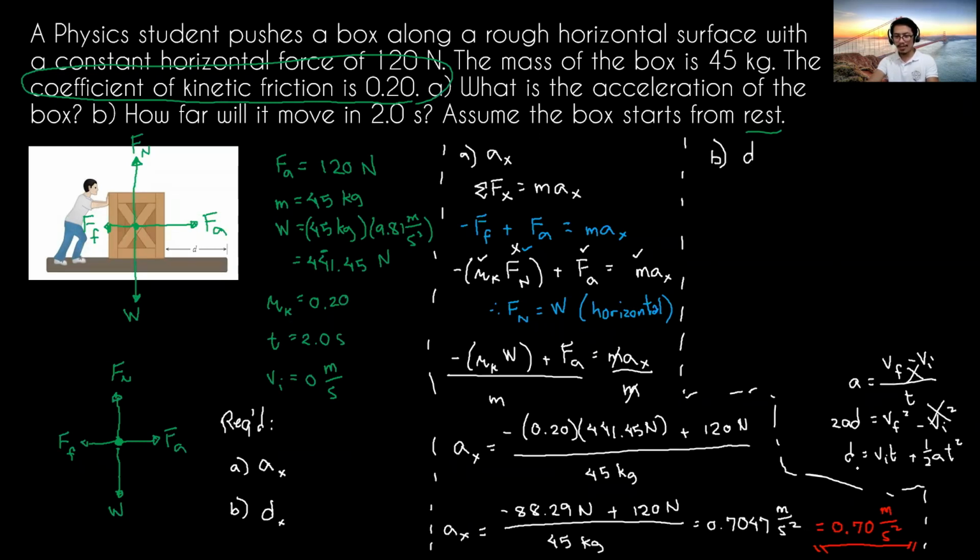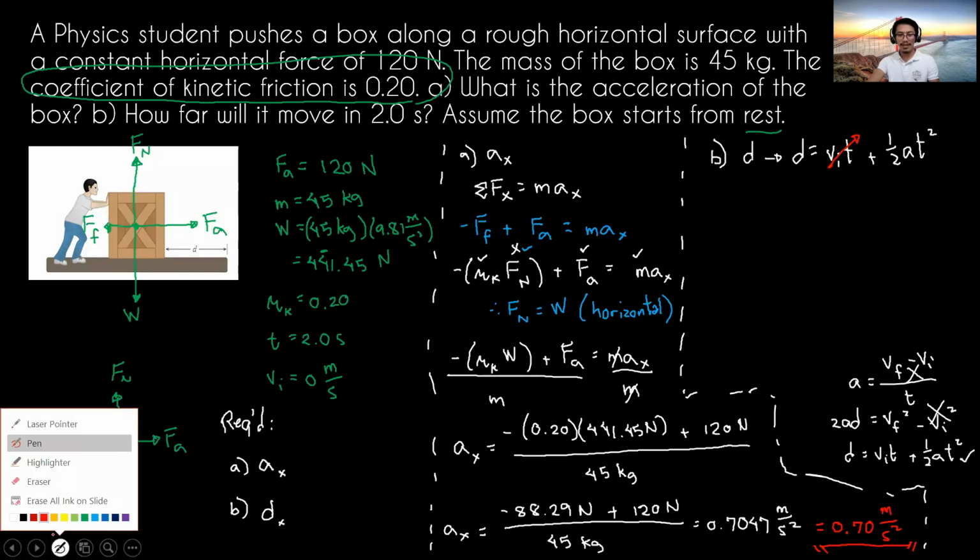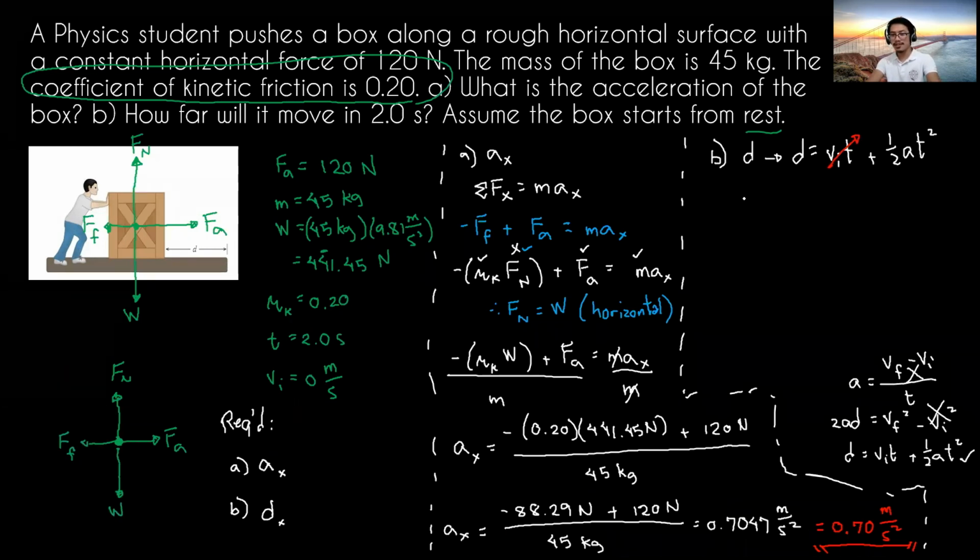How about this equation? Meron ba tayong D? Yun ang hinahanap. Meron ba tayong initial velocity? Yes. Meron ba tayong time? Yes. Meron ba tayong acceleration? Yes. So that means we can use this equation. So to solve for D, we will use the equation D is equal to Vit plus 1/2 AT squared. Now take note, our initial velocity is 0. Tingnan yung given. Our initial velocity is 0, so that means this term can be disregarded. That will be 0. Any number multiplied by 0 is just 0.